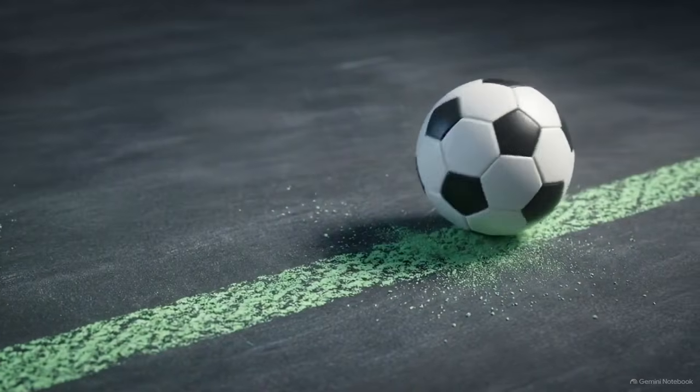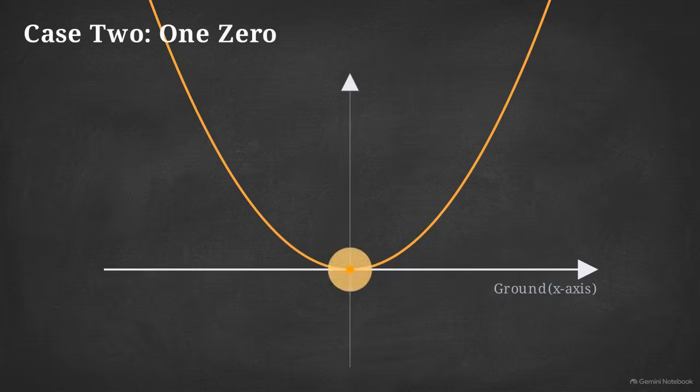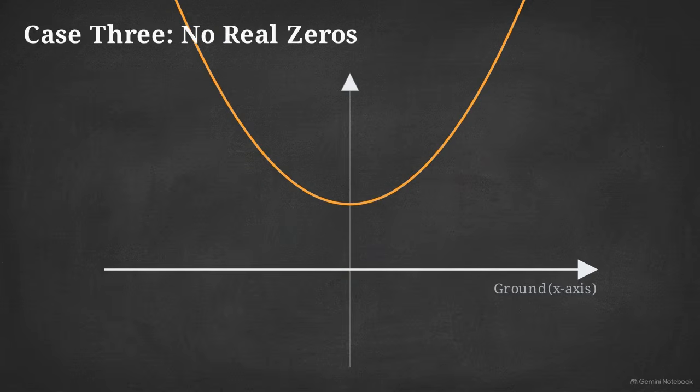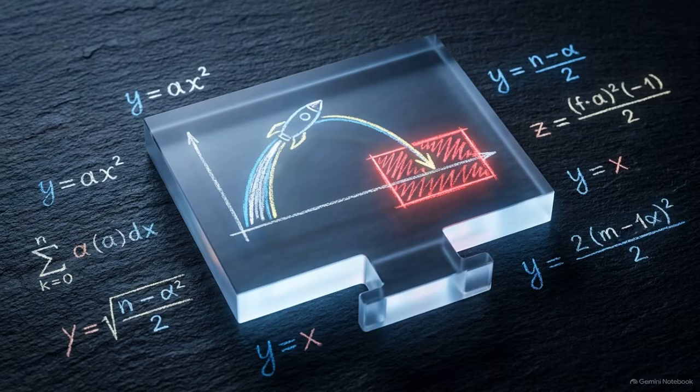In case 2, the parabola touches the x-axis exactly once, where the 2 zeros coincide, representing an object grazing a surface. In case 3, the parabola floats entirely above the axis. With no real zeros, it represents an object that never hits the ground. These 3 cases provide a framework for calculating exactly when and if a moving object will reach its boundary.